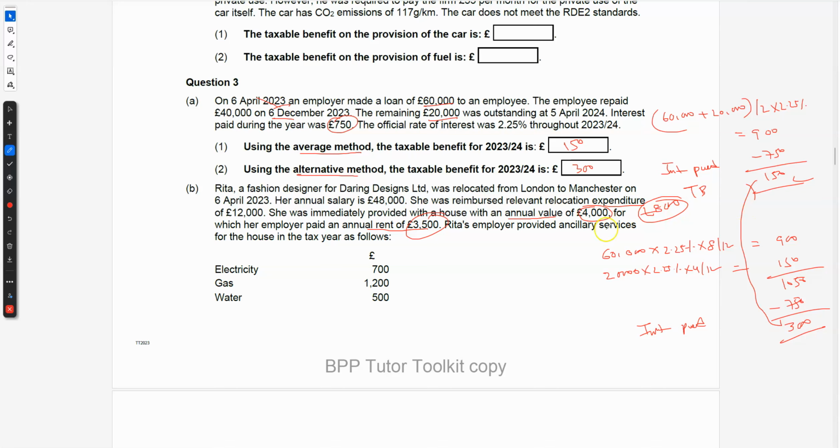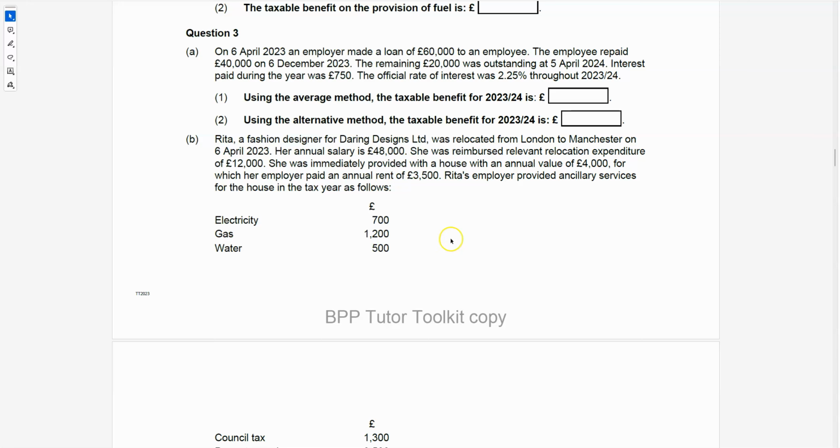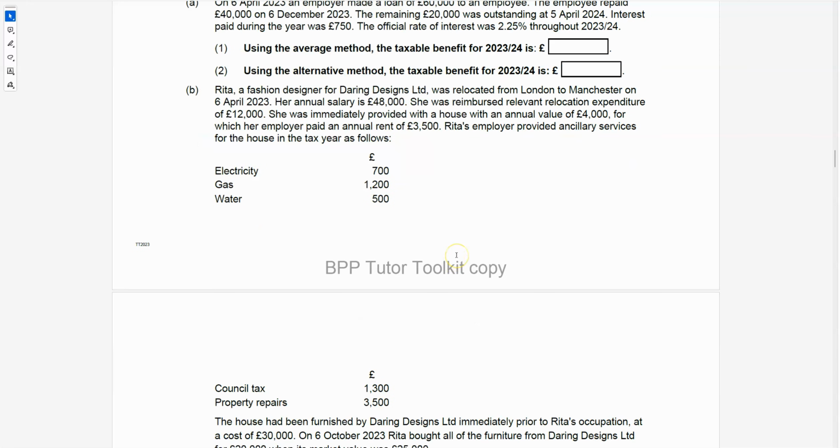Rita's employer provided ancillary service for the house in the tax year. So the company also paid for the electricity, for the gas, for the water. Remember that if company paid all of this thing, we need to consider everything as a benefit, unless the job is relevant to the work. For example, if Rita is a security guard, or if Rita is a prime minister, or work in a pub, then the calculation will be a little bit different. So it will be the lower of the earning, or lower of a threshold.